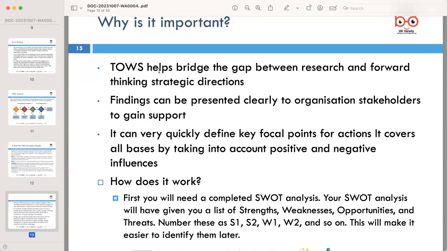So how does it work? First, you will need a completed SWOT analysis, which will have given you a list of strengths, weaknesses, opportunities, and threats. Number these as S1, S2, W1, W2, and so on, which makes it easier to identify them later. This numbering system simplifies identification.